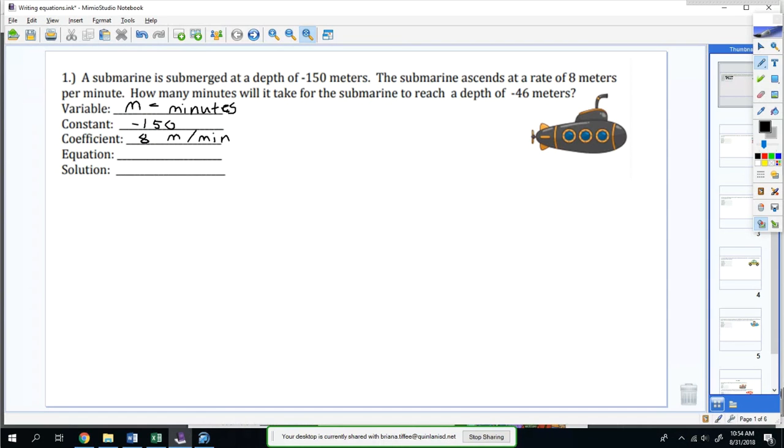So the equation would be, I'm going to write this bigger. I always start with my constant, then plus 8, because since you're ascending, meaning to go up, 8 times m, and it'll equal negative 46. So basically this is saying negative 150 is your starting point, then you add 8 meters for every minute you go, and you're trying to figure out how long that'll take until you get to negative 46 meters. We're not going to do a solution this time because we're not solving it. Today we're just focusing on writing them. Next week we'll solve them.